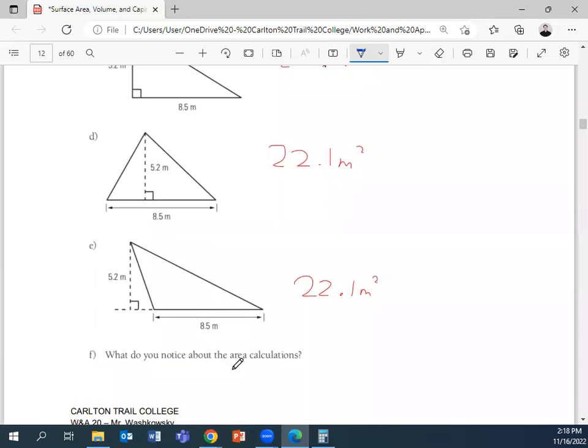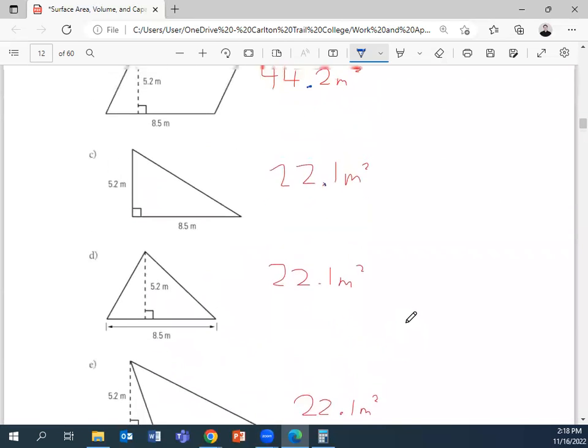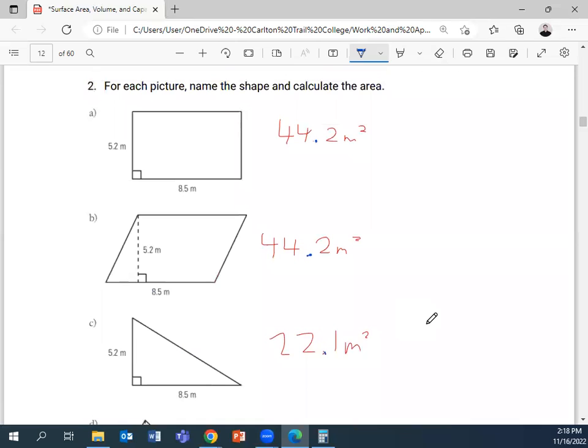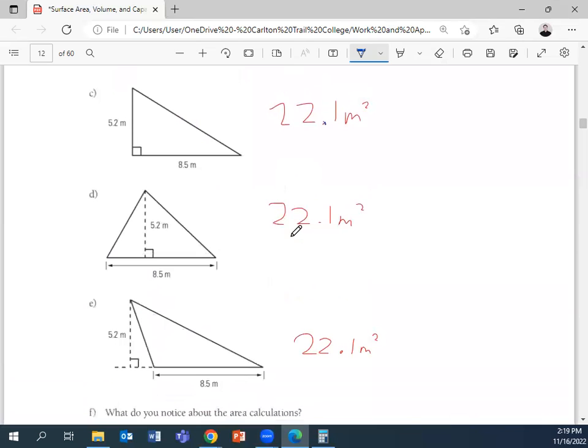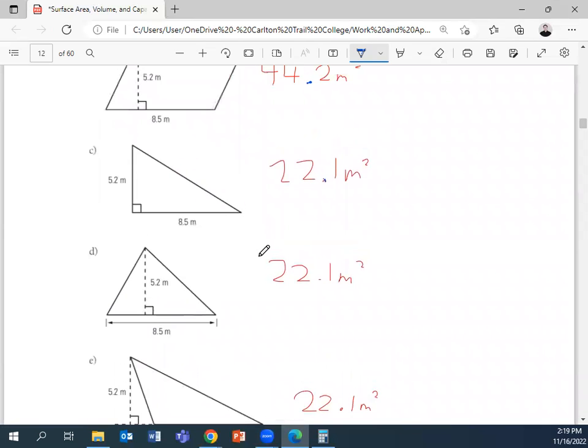So for number F, what do we notice about these calculations? Even if you didn't do it, what do we notice about them? It's all the same lengths, right? It's 5.2 meters and 8.5 meters. So how come we don't have the same answers though for C, D, and E? Yeah, it's different equations. It's a triangle, right? And remember, a triangle is technically half of a rectangle. If you look at what I do for C here, all I'm doing is extending it out, filling in an invisible triangle there. Oh, well, all of a sudden we have a nice rectangle there, right?